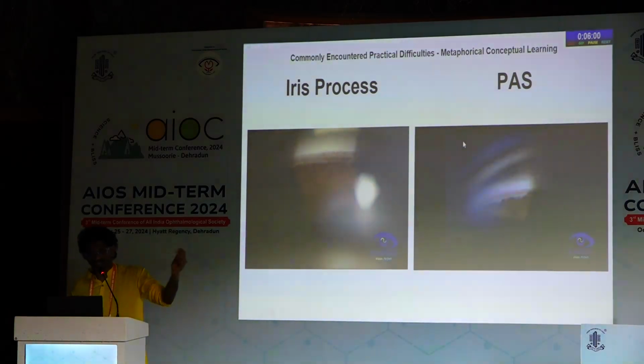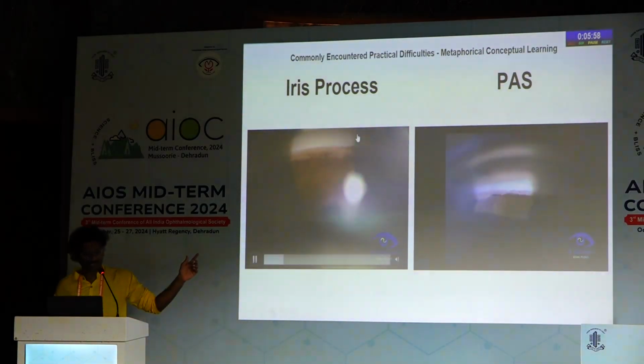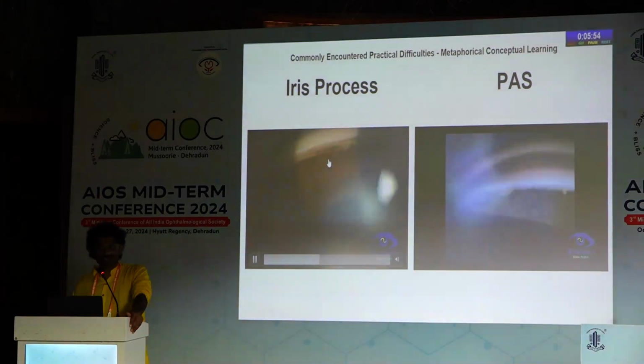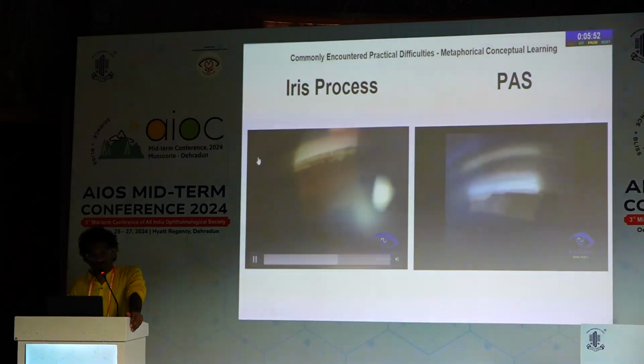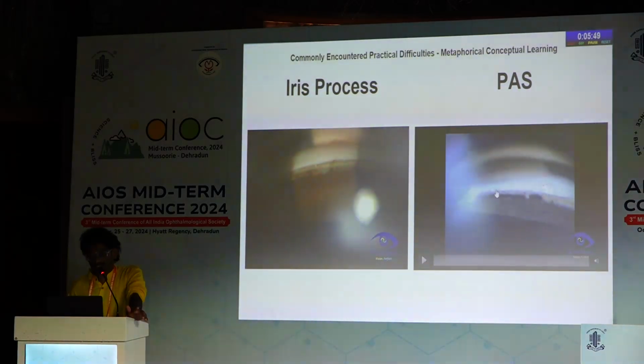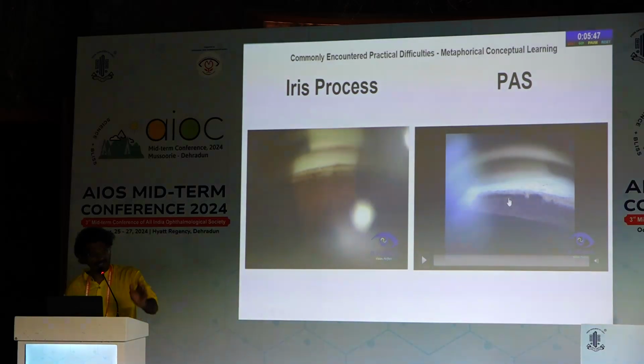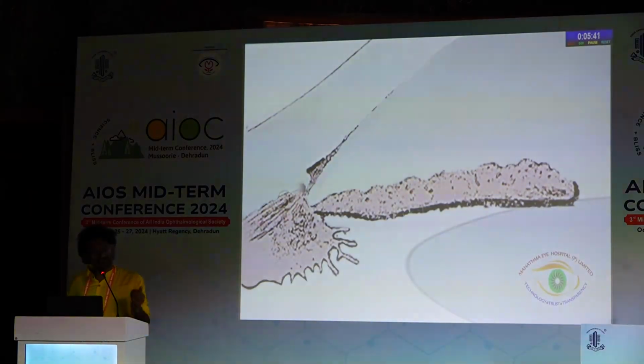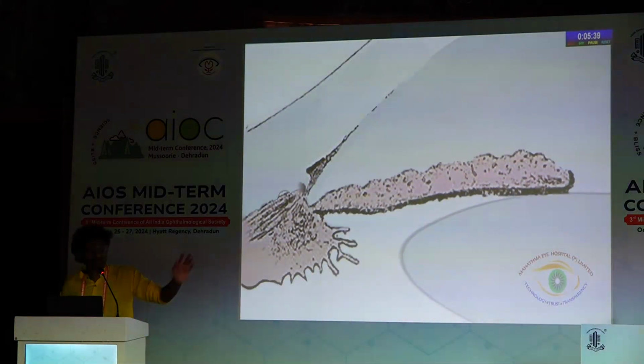And then when you take them into a real-time scenario, an iris process is more fine and arborized, which doesn't cause any occlusion to the angles nor cause rise in IOP. Whereas on the right-hand side, the PAS is more broad-based, it adheres with the angle and also causes rise in IOP. So this is what I really started understanding in conveying the concepts better. Can we convey it through videos?